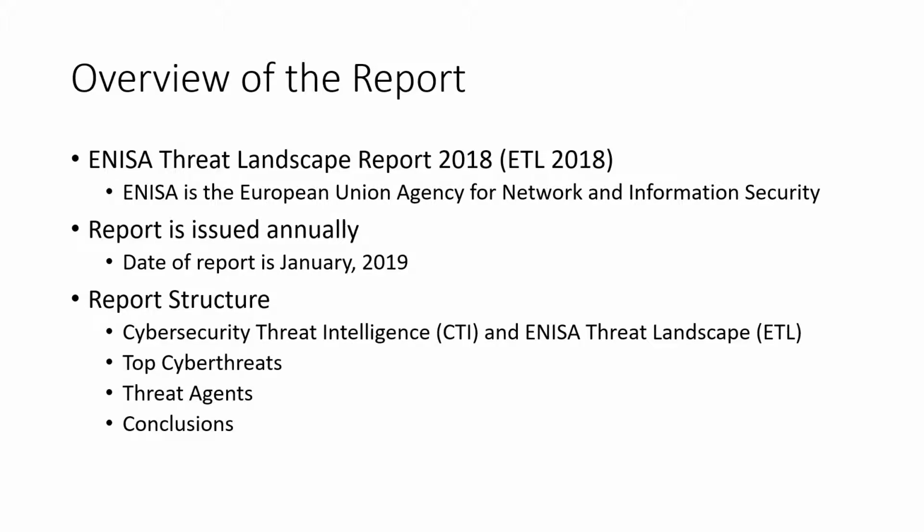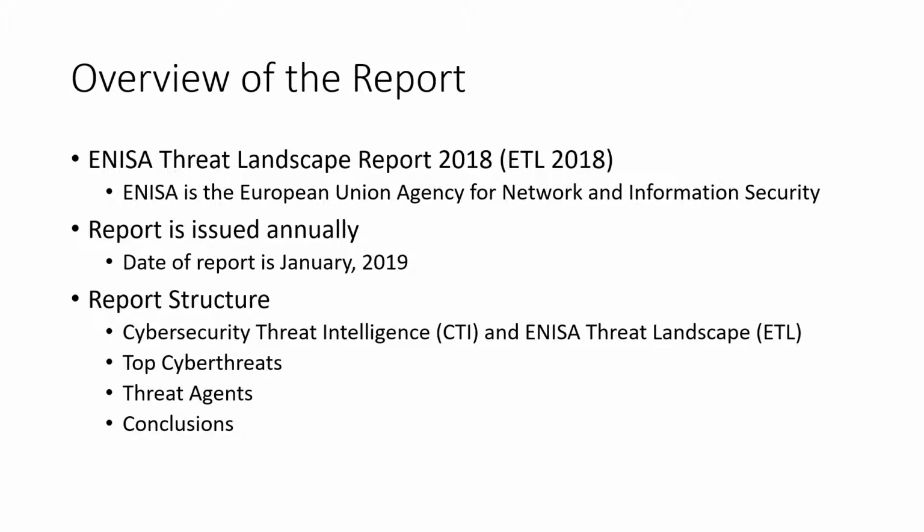First, we need to learn a little about the pedigree of the report. ENISA is the EU Agency for Network and Information Security. This report was produced by an EU agency and is primarily directed at an EU audience. This report is issued annually. This presentation covers the 2018 version of the report, which was released in January 2019 and presents data and trends from 2018. The report is divided into several sections.